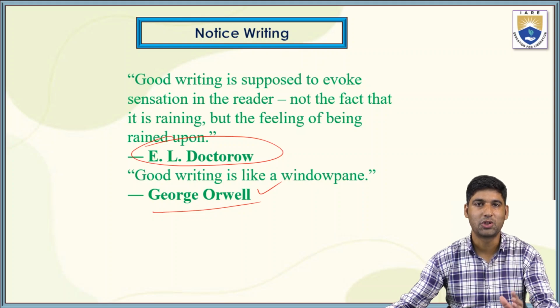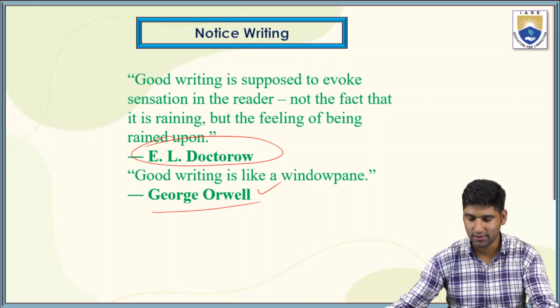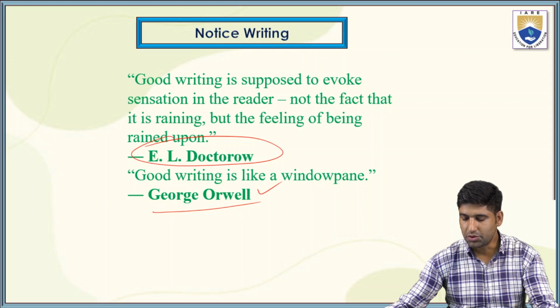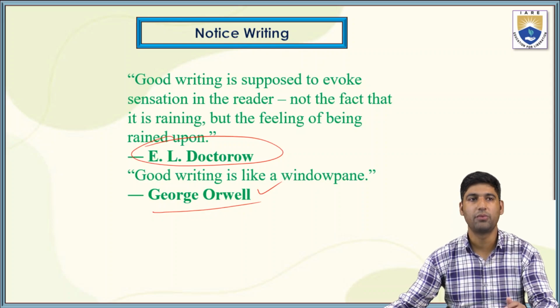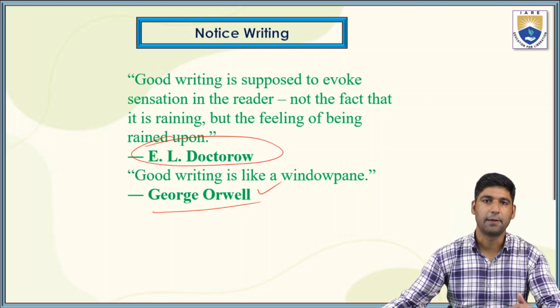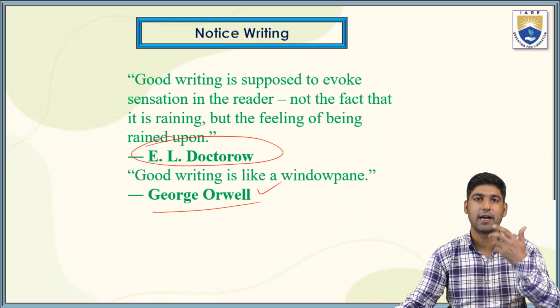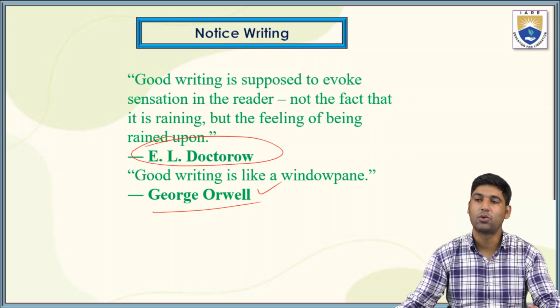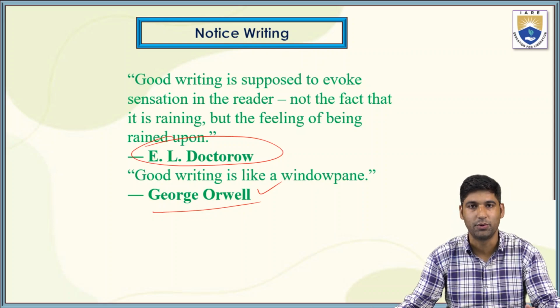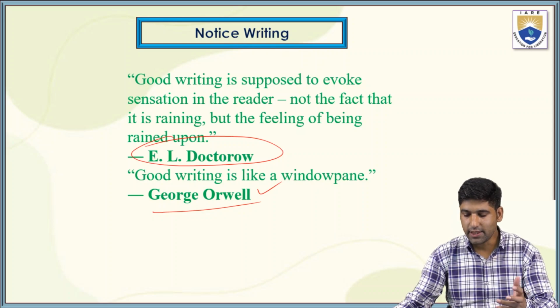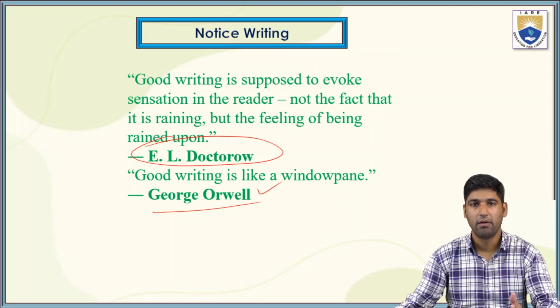So, George Orwell, what does he say about writing? He says good writing is like a window pane. You look through a window pane. If that window pane is blurred, if there is not that transparency, you cannot observe what's happening outside your home, outside your room. So good writing is like a window pane.